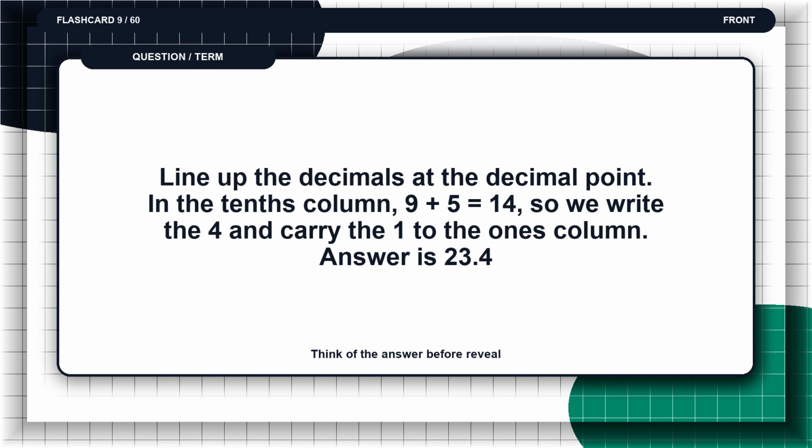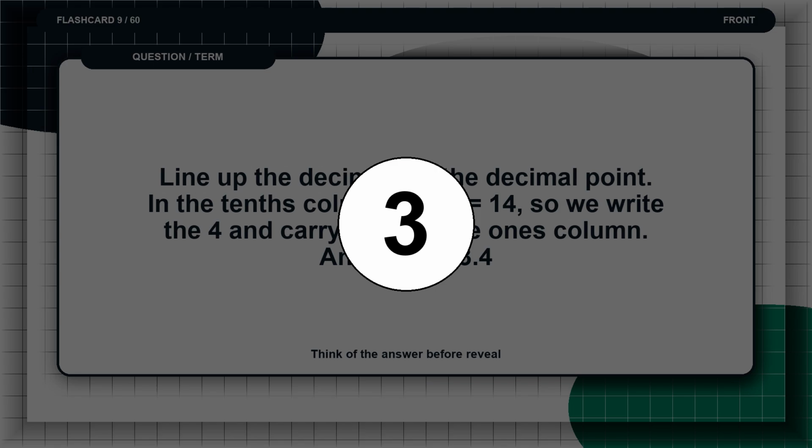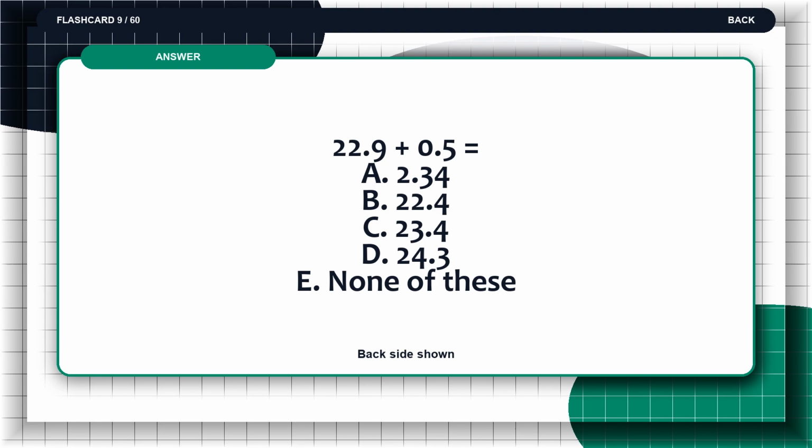Flashcard 9. Line up the decimals at the decimal point. In the tenths column, 9 plus 5 equals 14, so we write the 4 and carry the 1 to the ones column. Answer is 23.4. Think of the answer before the reveal. The answer is: 22.9 plus 0.5 equals A. 2.34, B. 22.4, C. 23.4, D. 24.3, E. None of these.